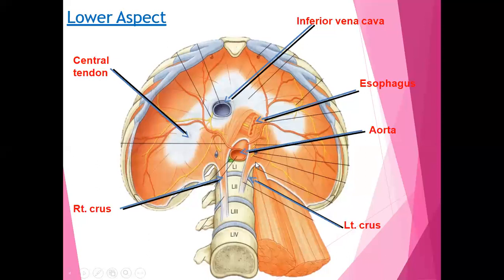Here we have its leg-like attachment. They are called the crura, and we have two, one on the left side, the other on the right side.